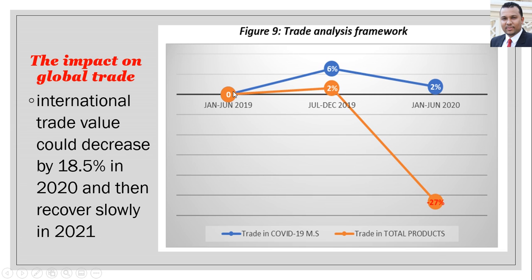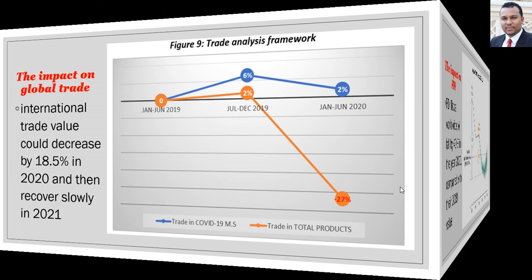The growth rate from the first half of last year, 2019, to the second half was 6% for trade in COVID-19 medical supplies against 2% for total goods. What about the first half of the year 2020? We talk about 2% growth for COVID-19 medical supplies against negative 27% in the case of total products.